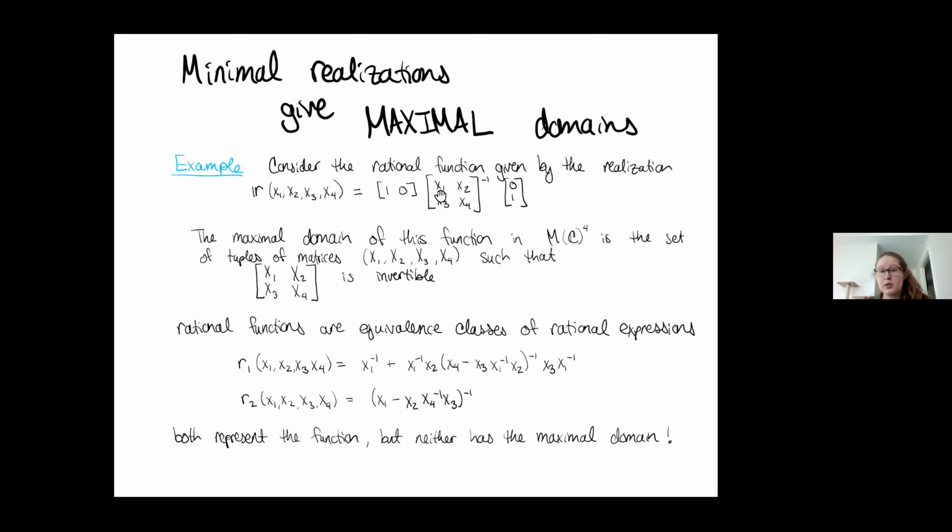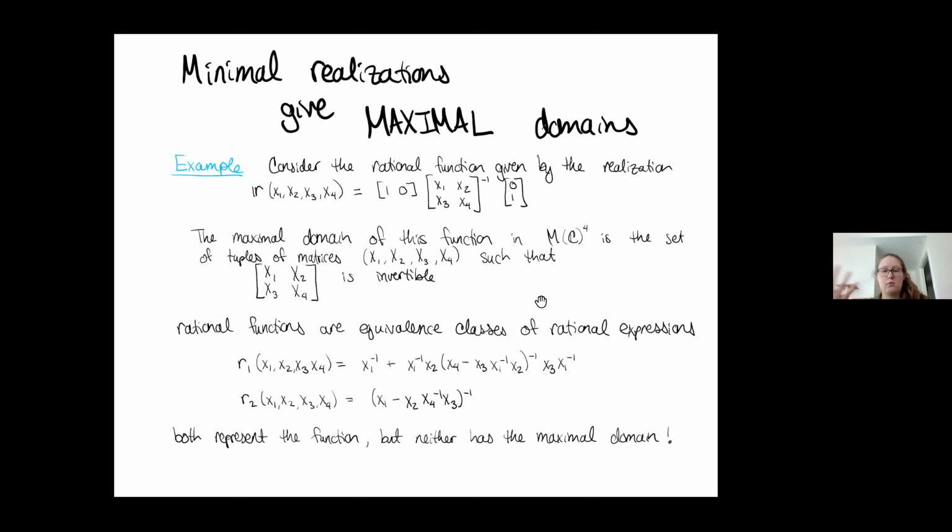And in this example, you say, okay, well, here's a realization. This thing has maximal domain. You just need that matrix to be invertible. And there are actually a bunch of different rational expressions that go along with this equivalence class, but they do not have the maximal domain.